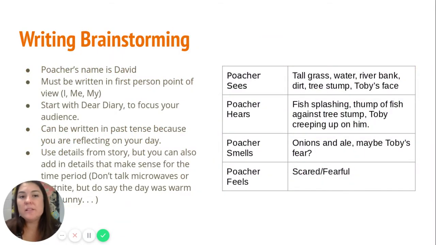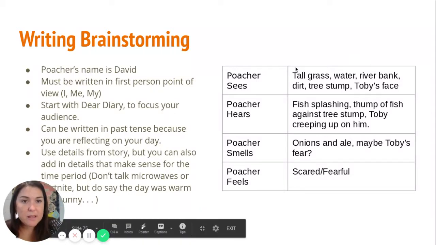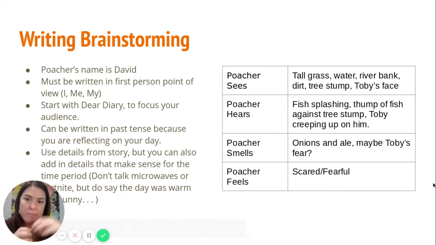Now, I did some brainstorming. These are the details that I put right here. These are the details that I put in that graphic organizer that had the man and the thought bubbles, things that the poacher sees. I talked about the tall grass, the water, the riverbank, and I wanted to make sure I said he sees Toby's face. That's something we didn't include before, because Toby's not going to see his own face, but the poacher's going to see Toby, and Toby's going to see the poacher. So you want to make sure you have that straight in your mind.